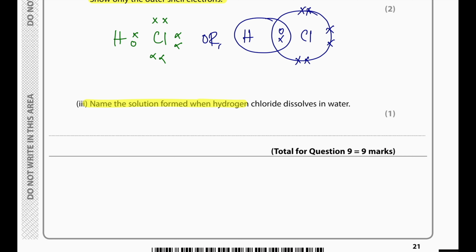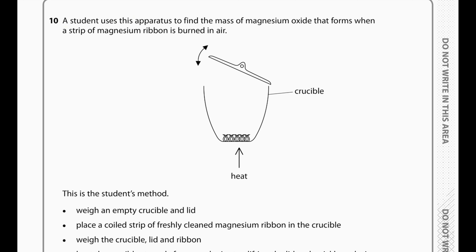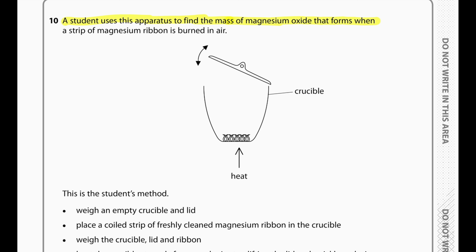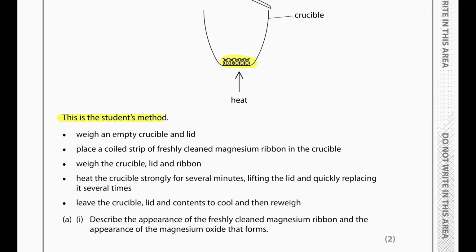Name the solution formed when hydrogen chloride dissolves in water. Well, that will be hydrochloric acid. A student uses this apparatus to find the mass of magnesium oxide that forms when a strip of magnesium ribbon is burnt in air. So we have a strip of magnesium ribbon and we're burning it in air, meaning we're reacting it with oxygen. This is the student's method.